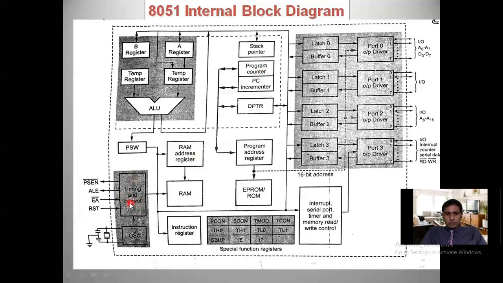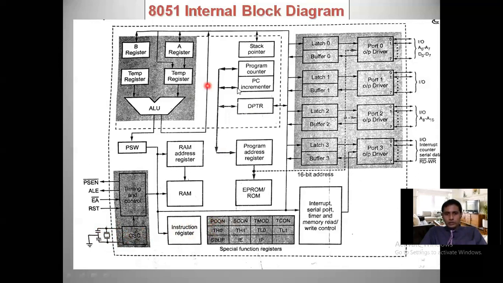This timing and control block, especially the control block, will control the operations, for example whether the 8051 is performing memory read or memory write, serial port operation, timer operation, interrupt operation, or only IO operation. Which operation will be performed is controlled by the timing and control block. And this is the oscillator. I already mentioned the 8051 has an on-chip clock generator oscillator having 2 pins, called XTAL1 and XTAL2. These two pins are connected to an external crystal oscillator for generating the required clock frequency. Then there is an instruction register.